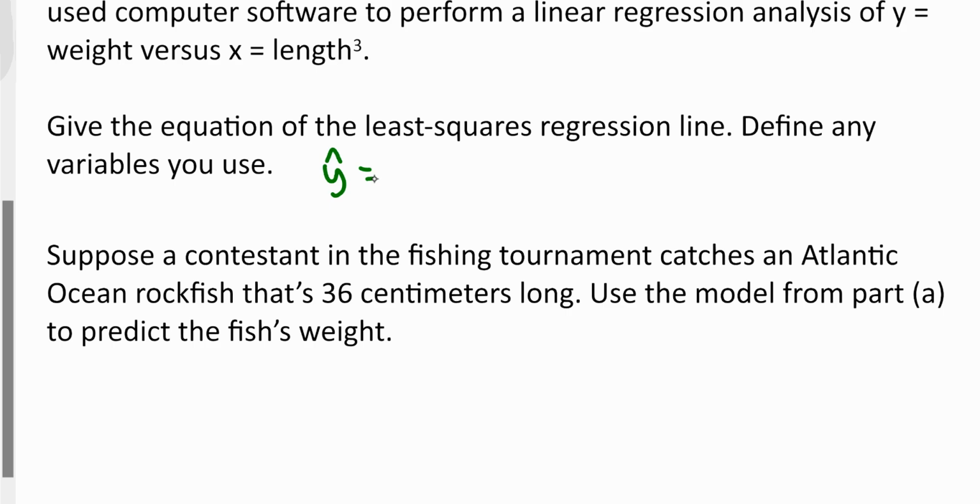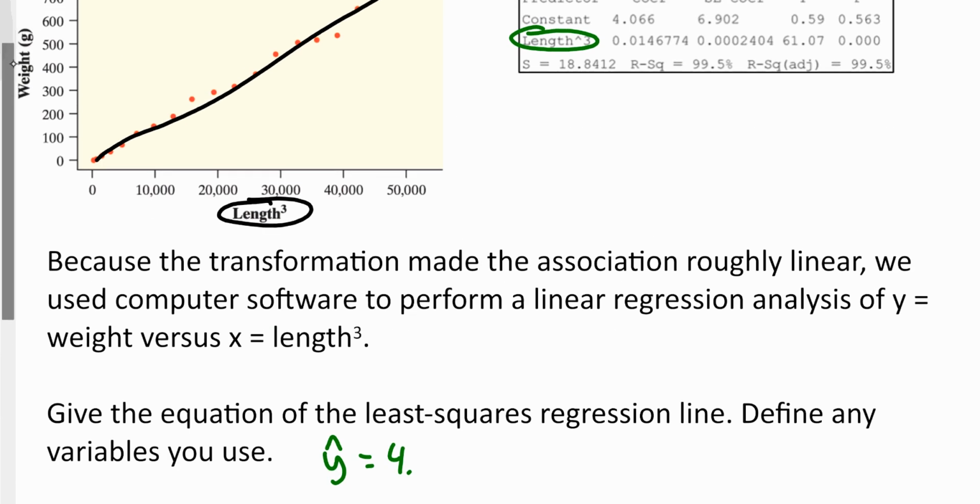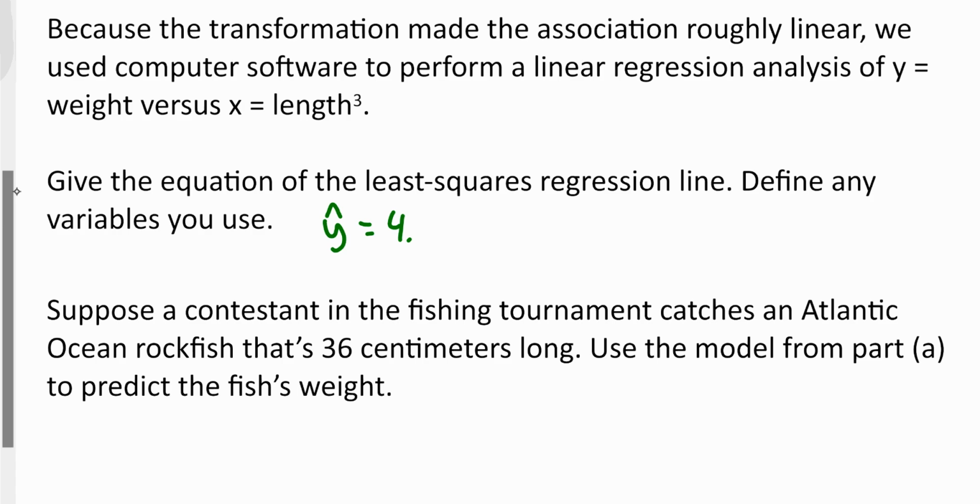From the computer printout, there's 4.066, and then the slope was 0.0147-ish. So y hat equals 4.066 plus 0.0147 x cubed. It is length cubed. That is our new equation.